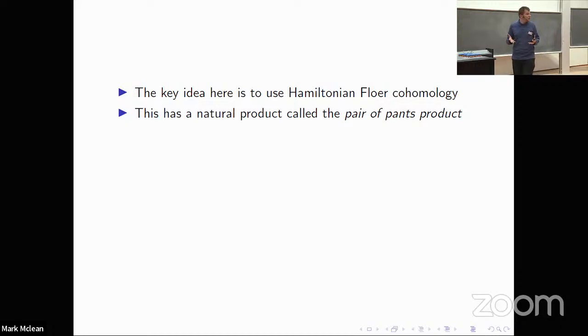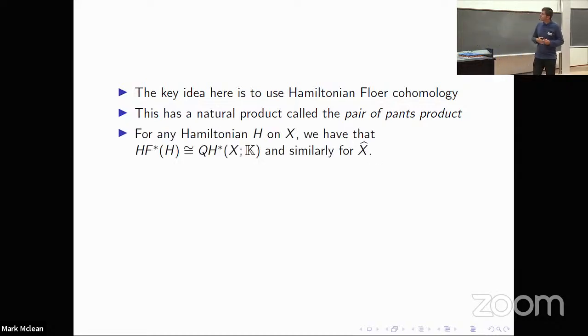And there's a product on it called the pair-of-pants product. Remember, when I compute the differential in Hamiltonian Floer cohomology, you're counting these cylinders connecting orbits, and they satisfy some PDE. To do a product, you have a pair of pants, and you count those satisfying a similar PDE, and you get a product. And then for any Hamiltonian H on X, Floer cohomology of H is quantum cohomology, and similarly for X hat. In general, it's true for any closed symplectic manifold.